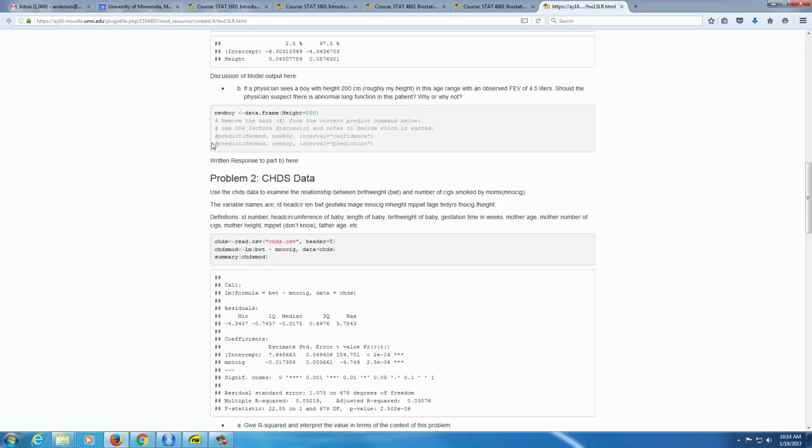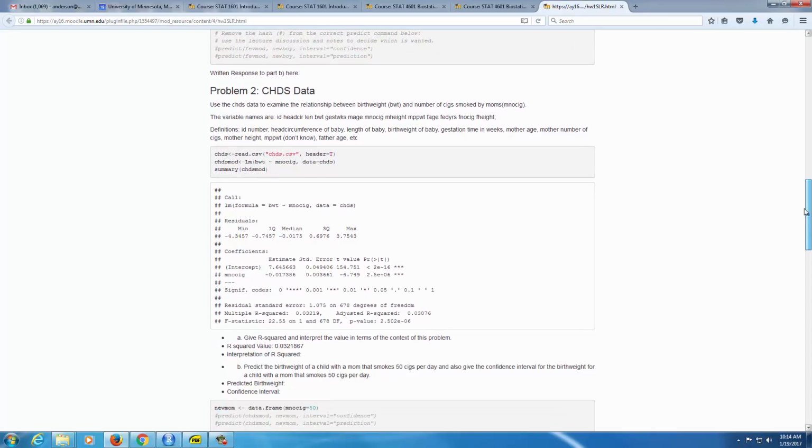You'll get a confidence range as part of the command, and what you're going to look for is to see whether 4.5 liters is a reasonable value for what you would expect for a 200 centimeter tall person. If 4.5 is outside the confidence interval, that would suggest something abnormal. If 4.5 is inside the confidence interval, then that would be consistent with what you'd expect from normal lung function.